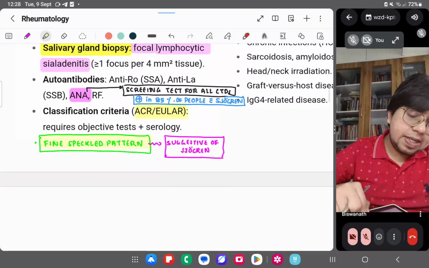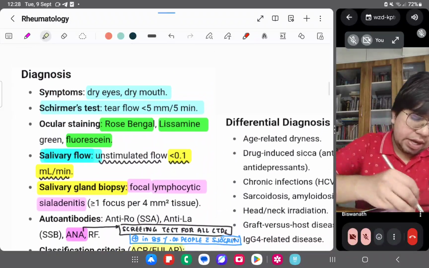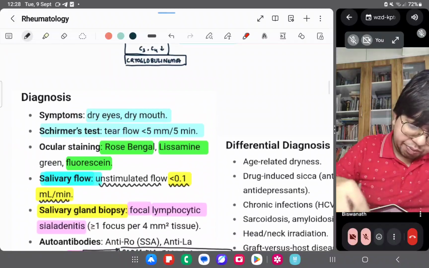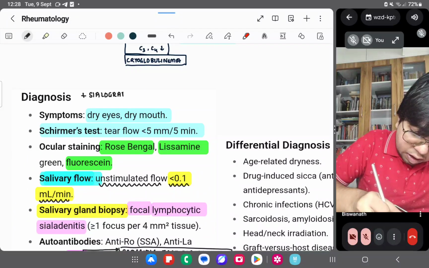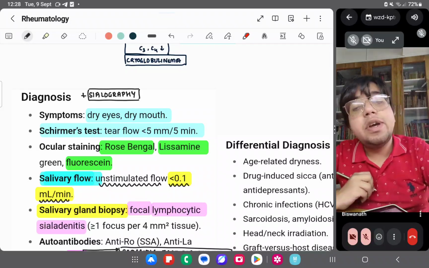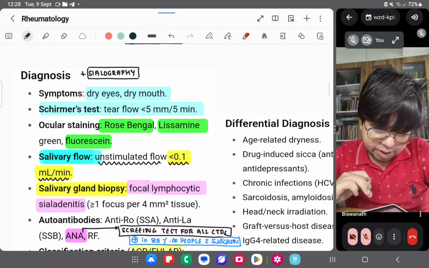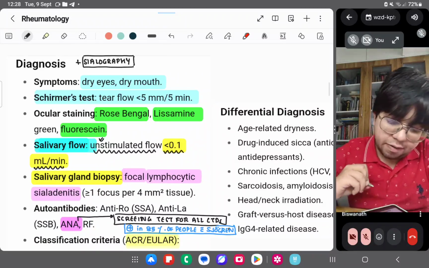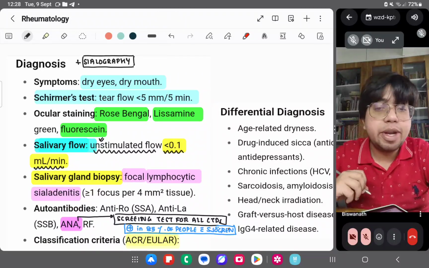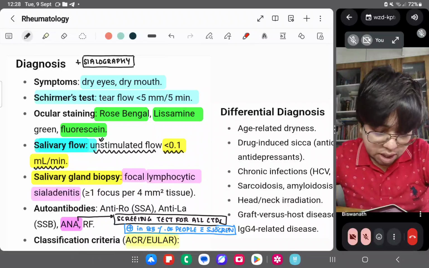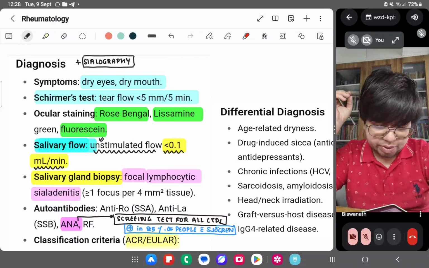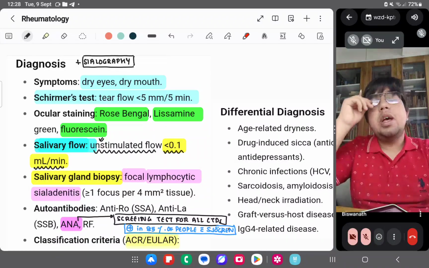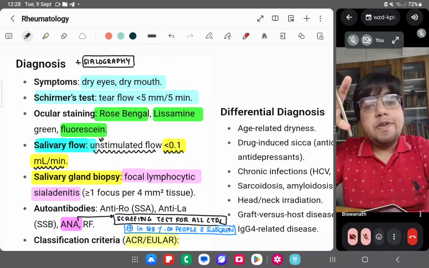And we have something called sialography. This you can add in diagnosis. Sialography is the same thing. Salivary flow, unstimulated flow less than 0.1 ml per minute. Some books write 0.15, in 15 minutes. Then you can do ultrasonography of salivary gland.